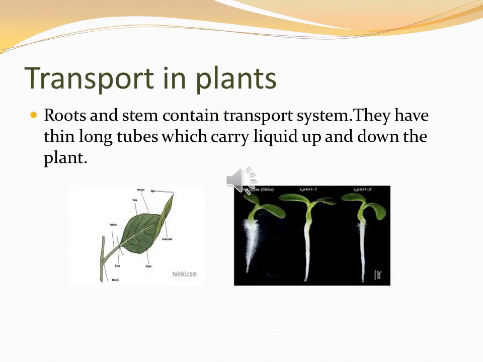Transport in plants. Have you ever observed the small tubes or the network of small tubes in leaves? What do you think? What would be the function of these small tubes? Think about it. These tubes are basically the transport system in plants and are responsible for the transportation of water and minerals from one part of the plant to another.